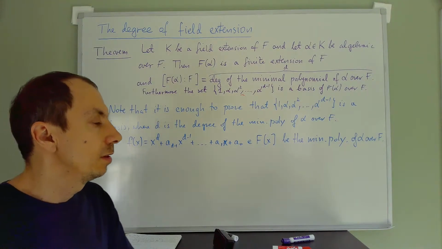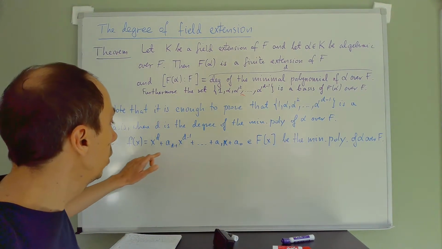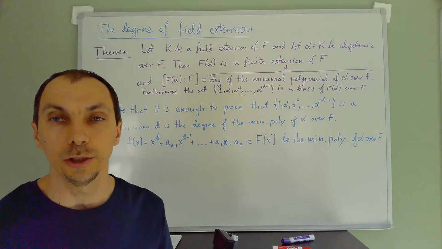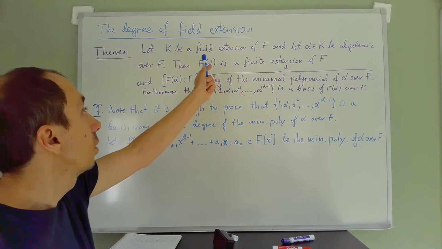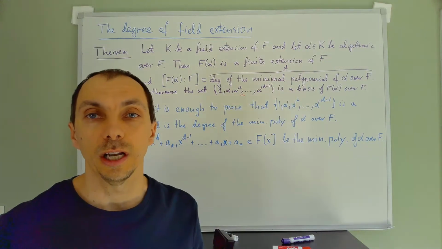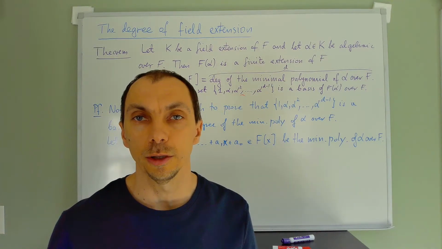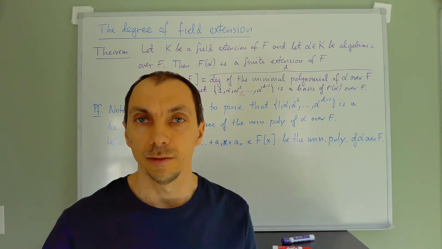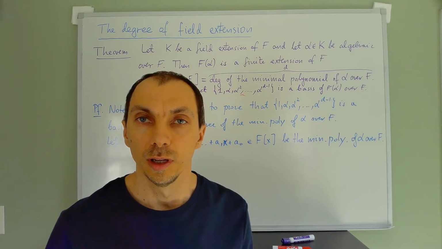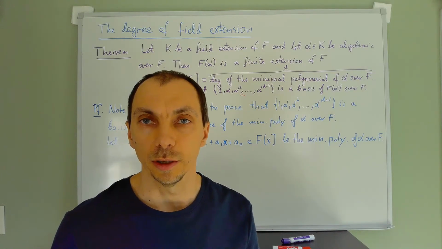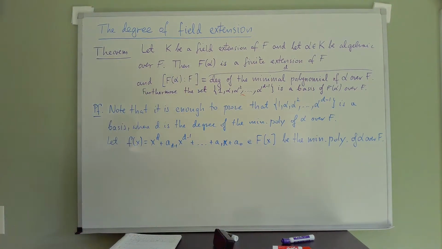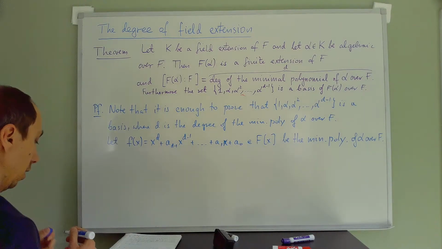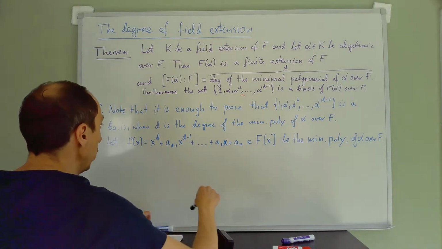Oh, maybe one thing to mention here. How do I even know that alpha satisfies any polynomial over f? How do I know that it has a minimal polynomial? Well, because it's algebraic. And all the algebraic elements satisfy some polynomial with coefficients in f. Dividing by the leading term, I know that I get a monic polynomial. So alpha does have a minimal polynomial. Every algebraic element satisfies a minimal polynomial. Okay.